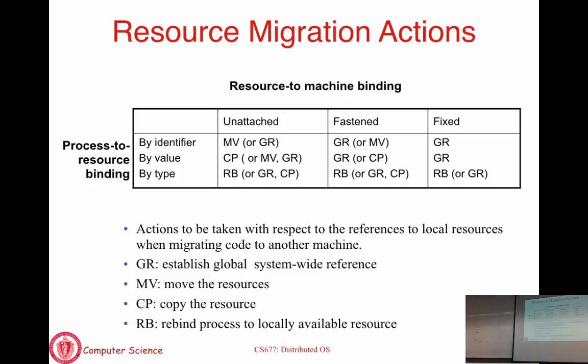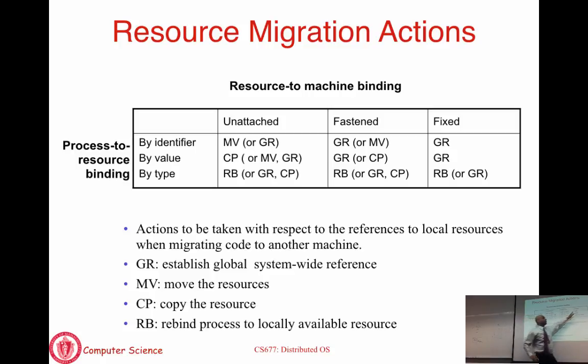There are lots of options in the table, but by and large, the way to think about this is as follows. If it's an unattached resource, which means it's easy to move, you can always have the move option available to you. It doesn't matter whether it's identifier, value, or type, if it's easy to move, move it over. You'll see that move always exists here as an option. There are other options because other things are also feasible. This is just showing all the things that are feasible, but by and large, the preferred option is if it's unattached, move it.